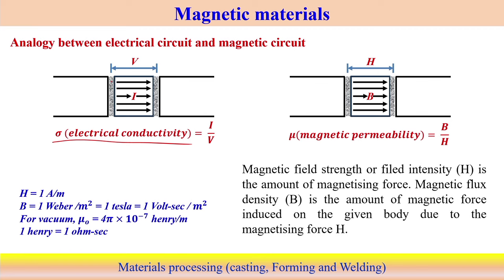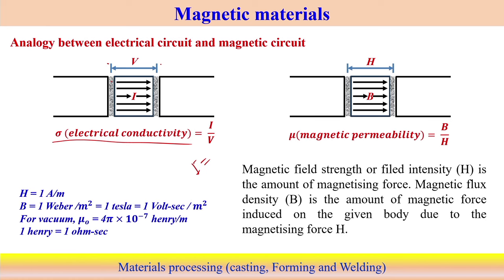In this case, the flow of the electric current equals the electrical conductivity times the potential difference. Depending upon the potential difference, the electric current can flow from one point to another, and this ratio is the measure of the electrical conductivity. Similarly, for the magnetic permeability, we can represent it as B by H.